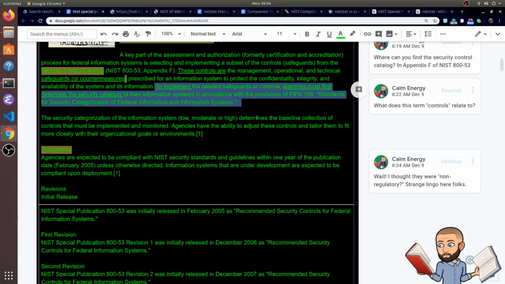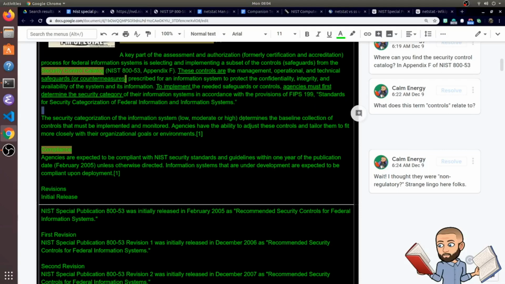To implement the needed safeguards or controls, agencies must first determine the security category of their information systems in accordance with the provisions of FIPS 199. And that's a very low standard. So what are they saying here? Well, you have to determine if it's low, moderate, or high. This will determine the baseline collection of controls you must implement and monitor.